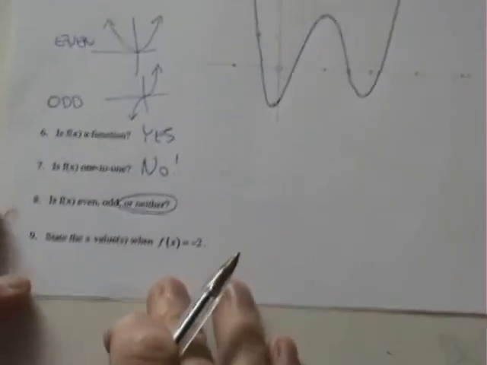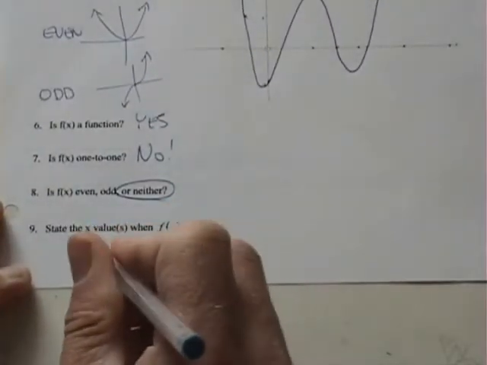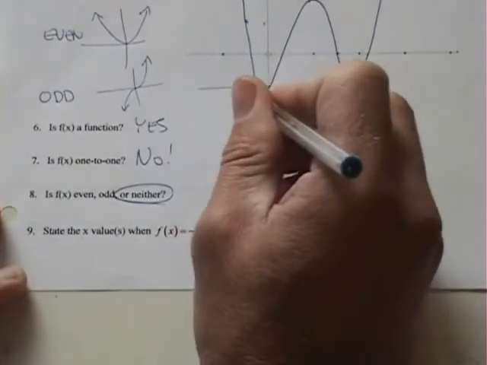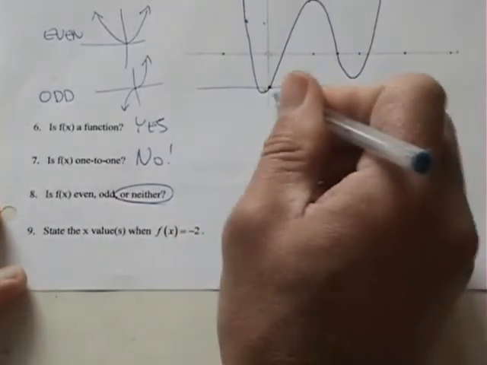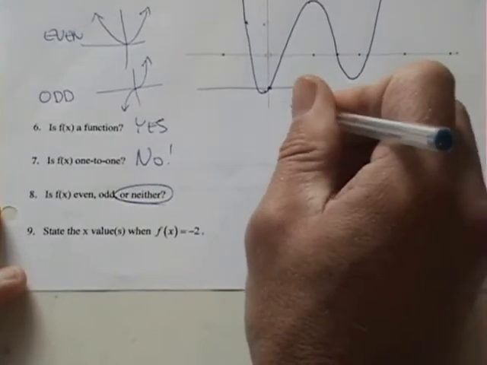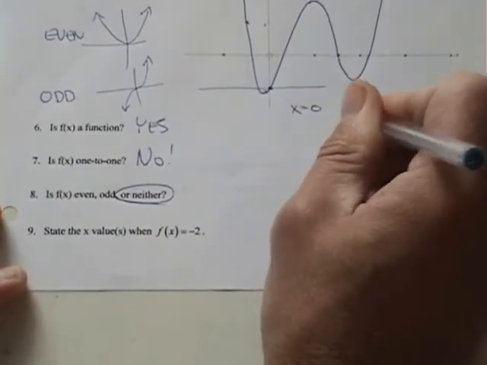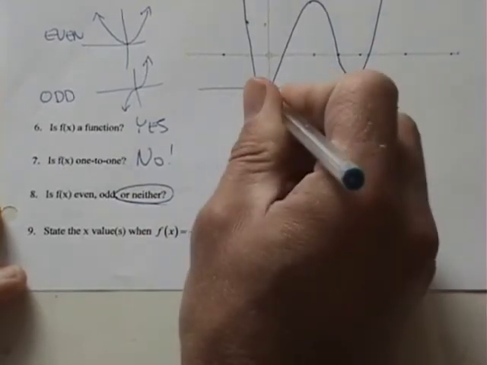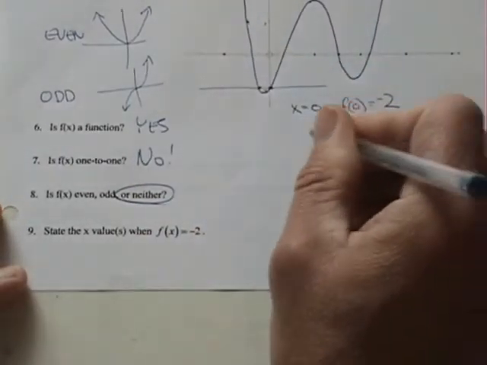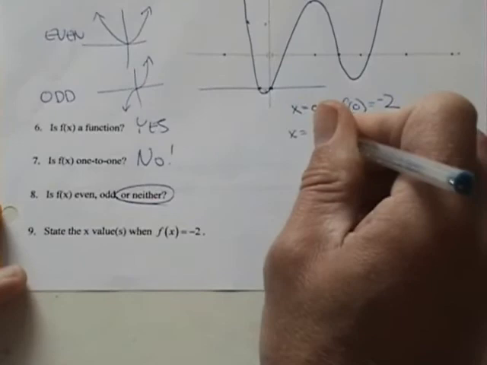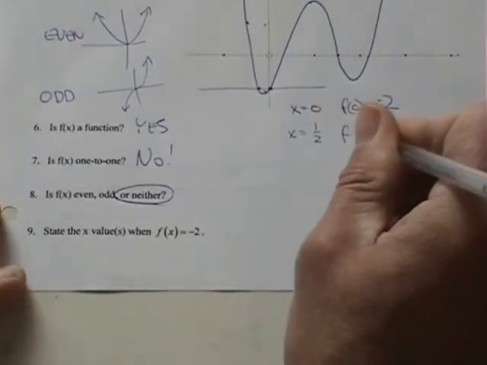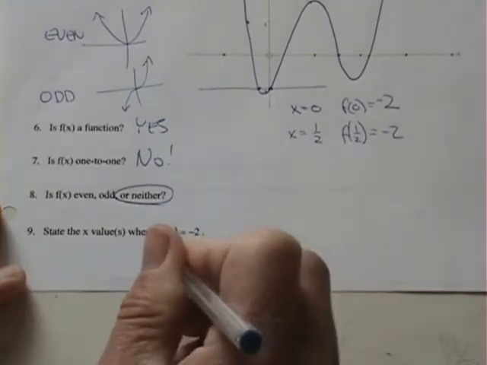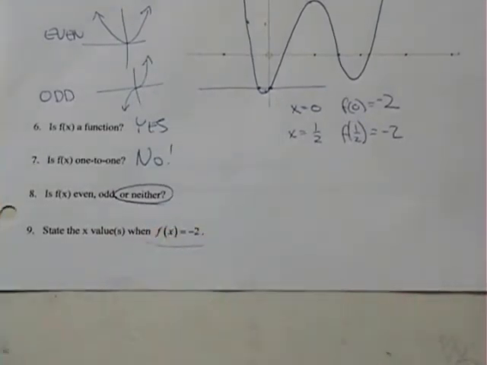And then it says finally, state the values of x that will give you -2. So if I draw a horizontal line here at -2, it's pretty clear that when x is equal to 0, f of 0 is equal to -2. But also one right here, and looking at it, looks like about 1/2. So when x equals 1/2, then f of 1/2 also equals -2. All right, so that's a little bit by inspection. That's how you do that.